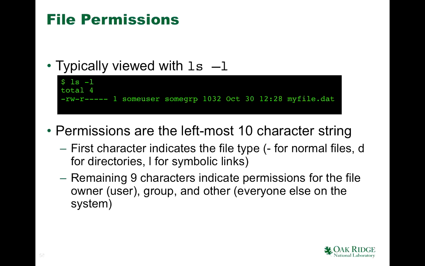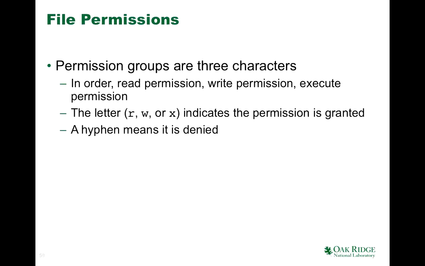The remaining 9 characters indicate permissions of that file for the 3 major entities that the system considers when granting access to a file. Those are the owner of the file, the Unix group to which the file belongs, and then everybody else on the system. The permission group is 3 characters, so there are 3 groups. There's a 3-character permission set per group, so 3 times 3 is 9, plus that special character if it's a file or directory that I just mentioned, and there's your 10-character string.